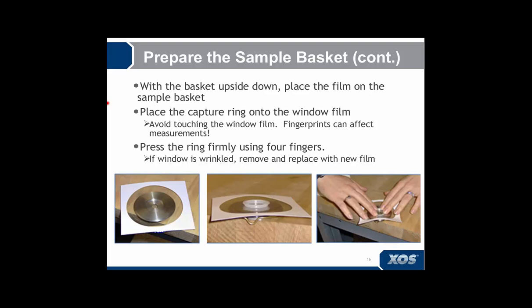It's very important to avoid touching the window film because fingerprints can affect the measurement results. Then the best thing to do is to press the ring firmly using 4 fingers. 4 fingers will help to prevent wrinkles. And lastly, if the window is wrinkled, you'll want to start over, remove the film, and replace it.